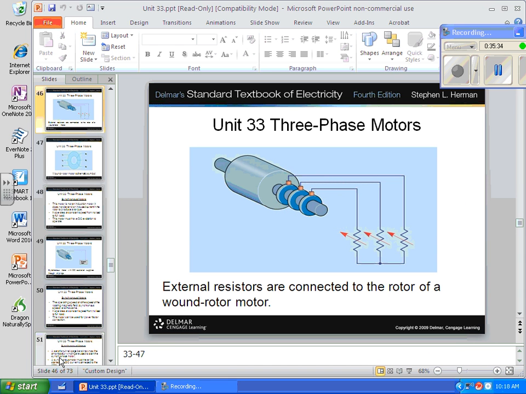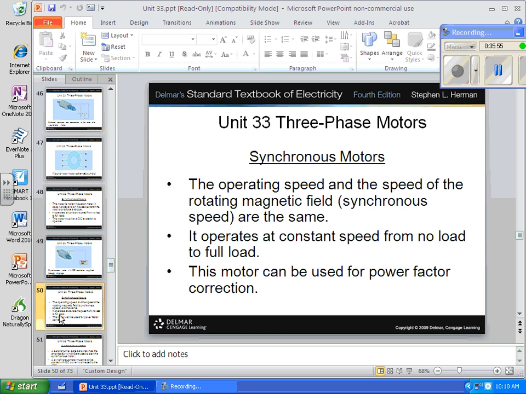Now, instead of having a commutator, we have slip rings to connect things inside this motor because we only need to have 3 connections. All right, so we don't need to make 22 different connections.